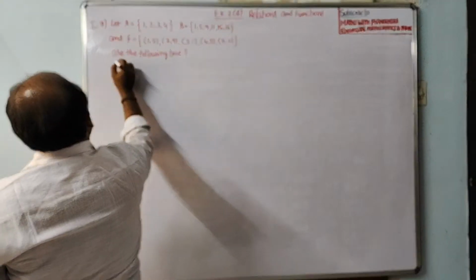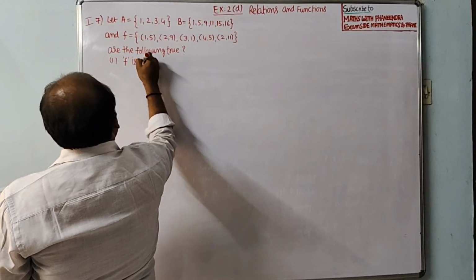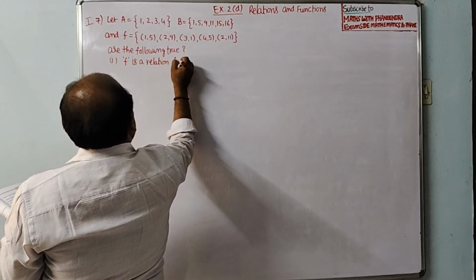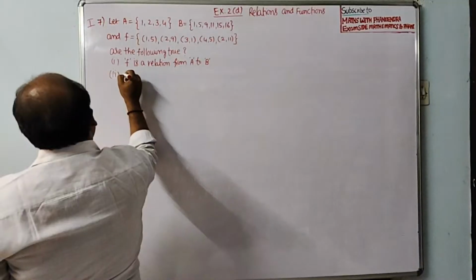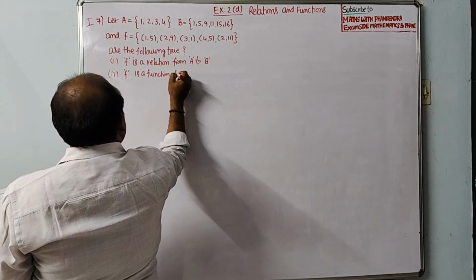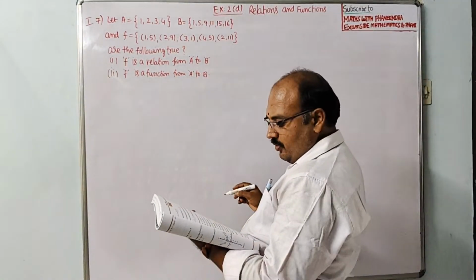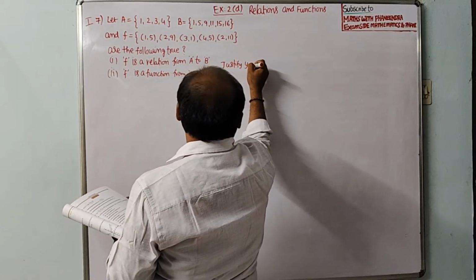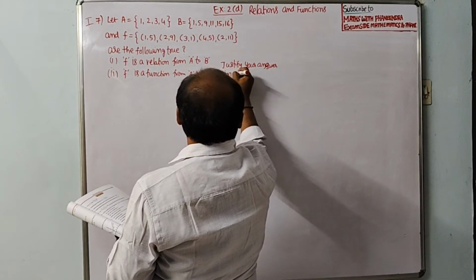So in that, what is the first question? F is a relation from A to B. Second one, F is a function from A to B. Justify your answer in each case.